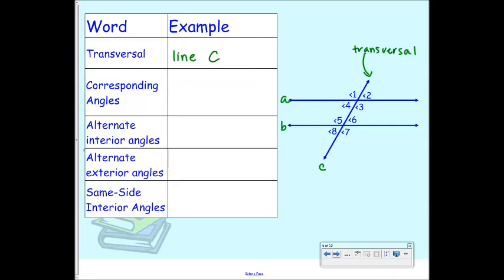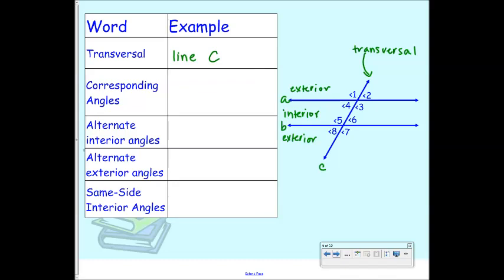So here are your interior angles. And here are your exteriors up here. And then some more exteriors down here. All right, so we're going to go through these bottom 3 first, and then we'll do corresponding at the end. Okay, so alternate interior angles are angles that are inside the sandwich, but on opposite sides of the transversal.